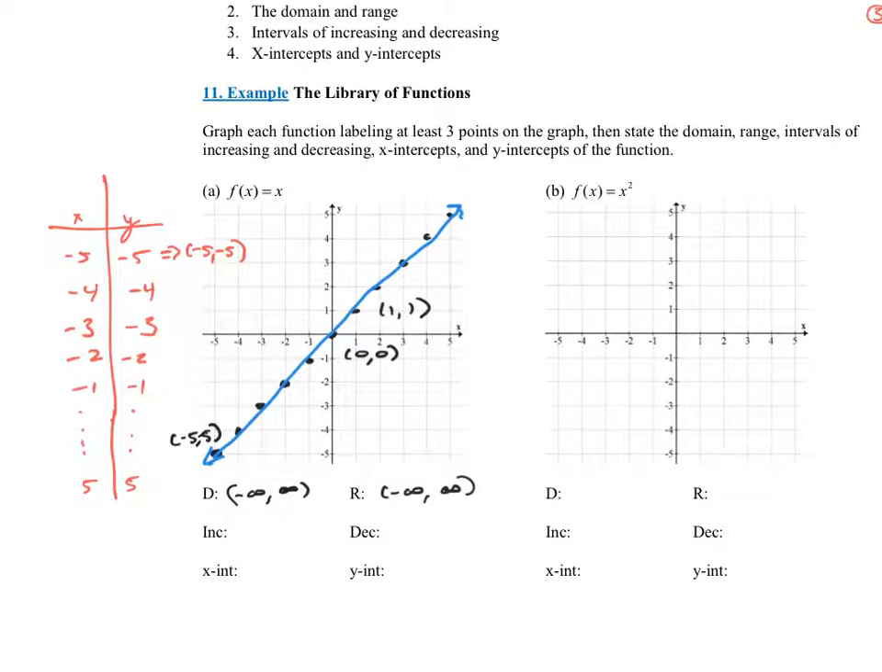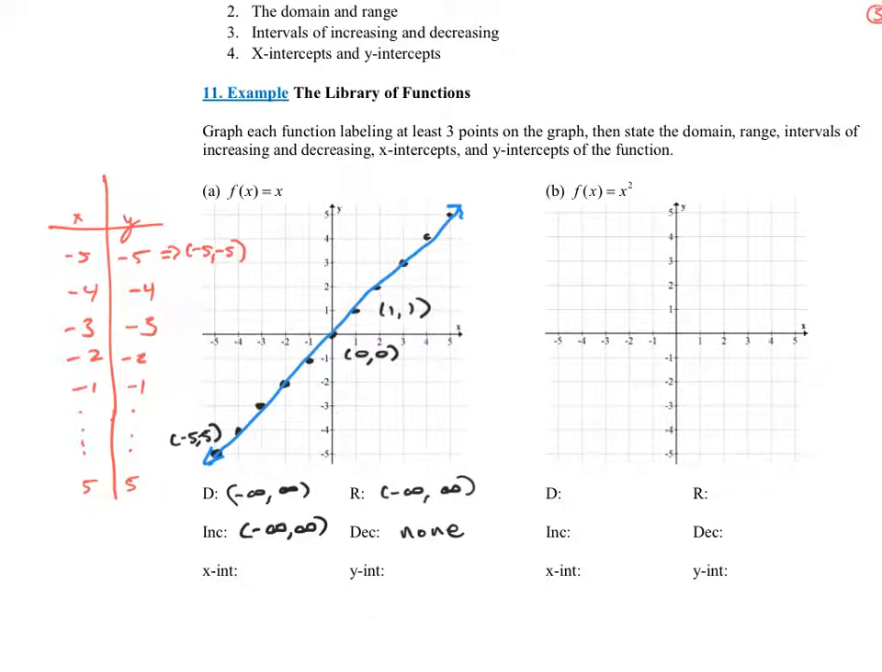As I notice, as I go from left to right, this graph is always going up. That means it's always increasing. So where does it increase? Everywhere. In other words, -infinity to infinity. Decreasing is where does it go down? Well, it doesn't go down, so I'll just say none.